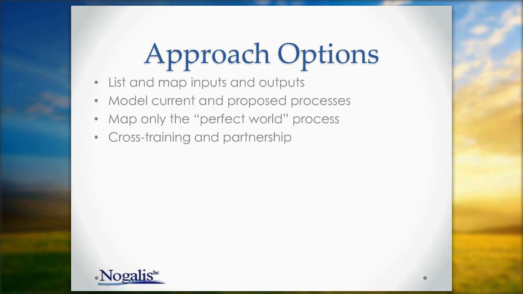So here are some approaches that we have seen. Some are good, some are bad. So the first one, listing inputs and outputs and mapping to each one, that is a good approach. Modeling current and proposed or to-be process. Note that in your modeling, it implies that you're using metrics for each of the steps. Good, but it's a bit costly. Mapping out the perfect world, obviously good.